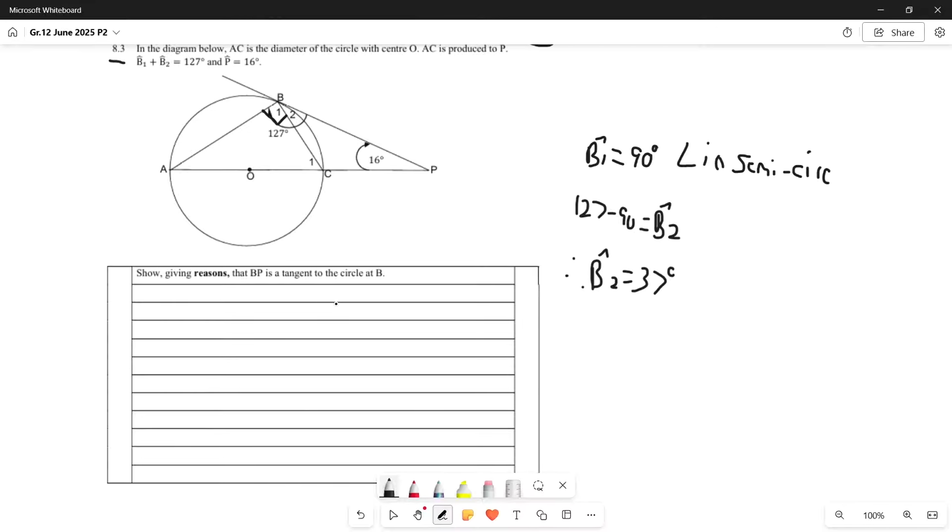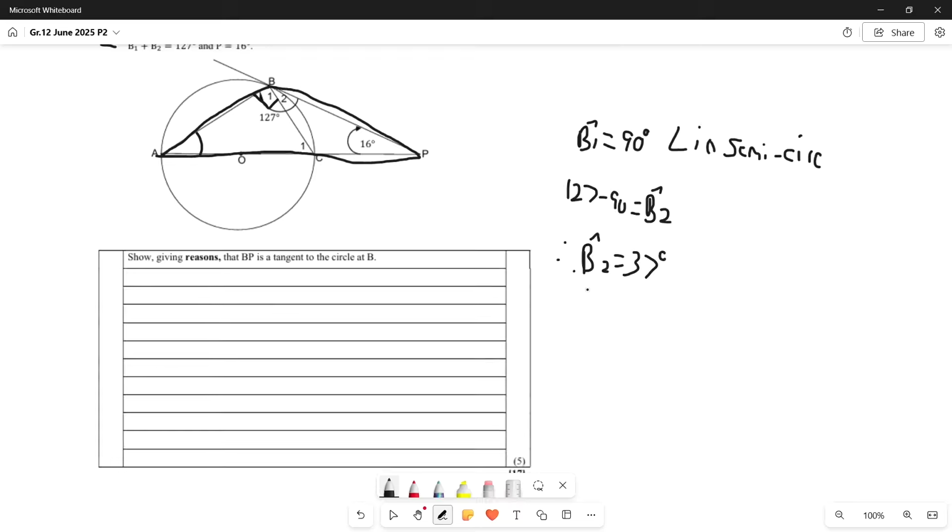And what we can do, considering that we knew that this whole thing is 127, we can look inside triangle ABP over here, and we can do interior angles of a triangle. Once we've done interior angles of a triangle, we'll see that this angle here, A, also equals 37 degrees, and then because those two angles are equal, B2 equals A, then therefore we can prove that it is a tangent using the converse of tan chord theorem. So therefore A plus P plus B equals 180 degrees. This is because interior angles of a triangle.